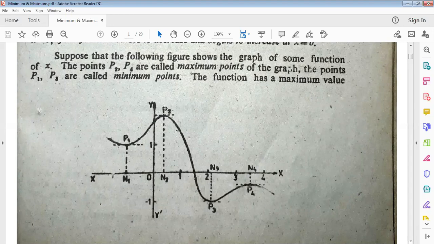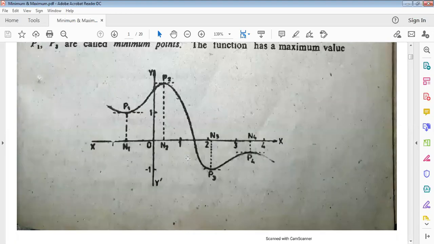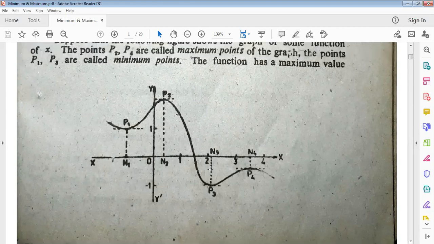Now this P2 ceases to increase but begins to decrease. This is why it is maximum. And again we observe the part below the x-axis. There are P3, another point, and this is the P4 point. This P3 is called minimum because it is more down. And P4 is the maximum here.